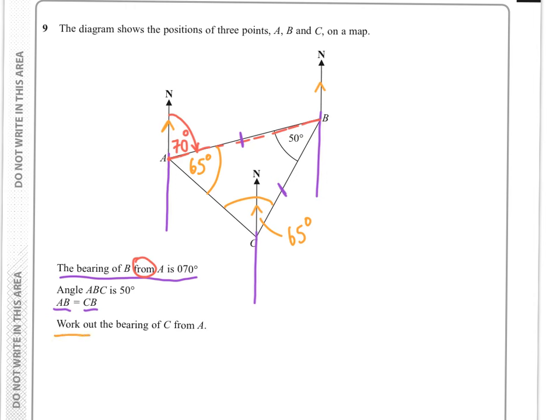So we can now work out the bearing of C from A. So here's A again. We'll turn clockwise, and there we go. We've turned through 135 degrees, and then we're on track to go towards C. So the bearing is 135 degrees.